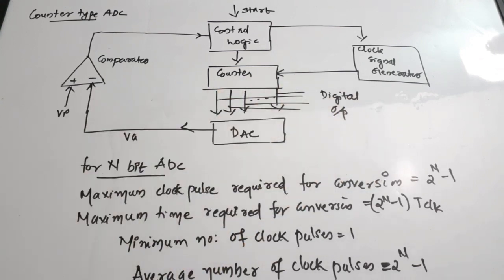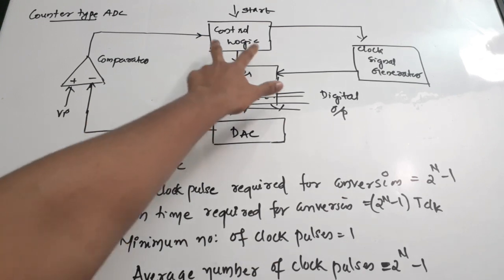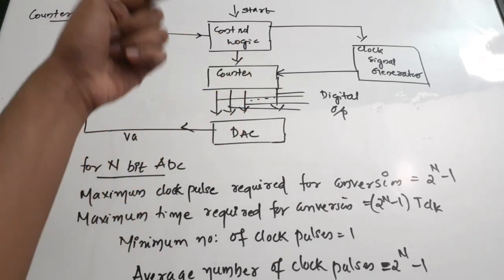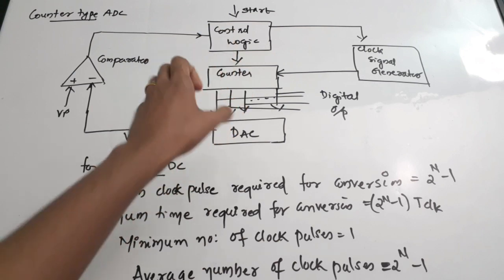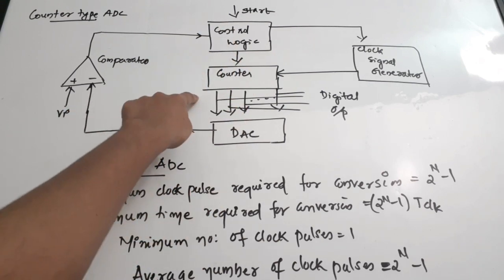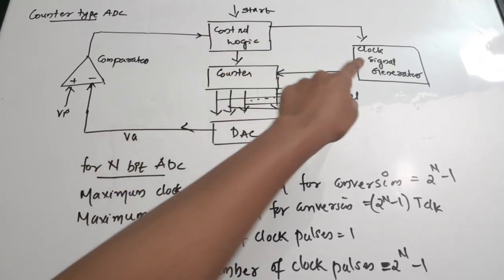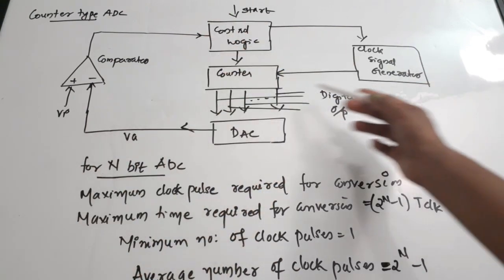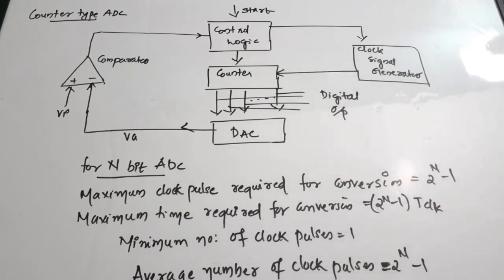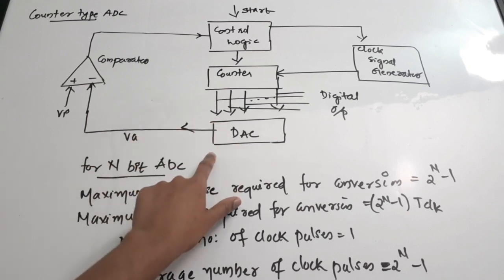Anyway, we'll see the brief working of this counter type ADC. We'll start from the control logic. On reception of the start signal, the control logic will send a signal to the counter that resets and starts the counter, and it also gives a signal to the clock signal generator, which is used for providing the clock to the counter. The counter will increment by 1 on every clock cycle, and the output of this counter is given to the DAC.